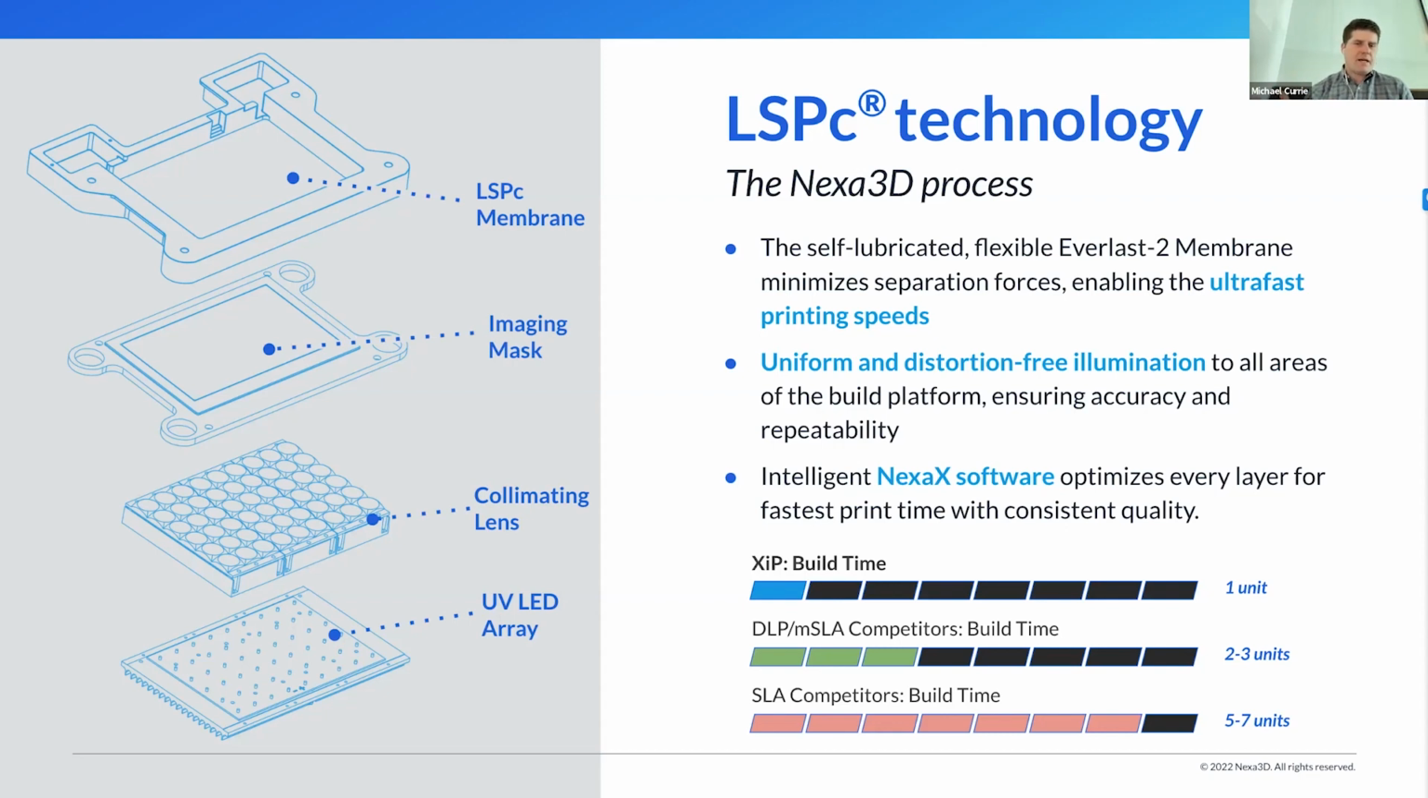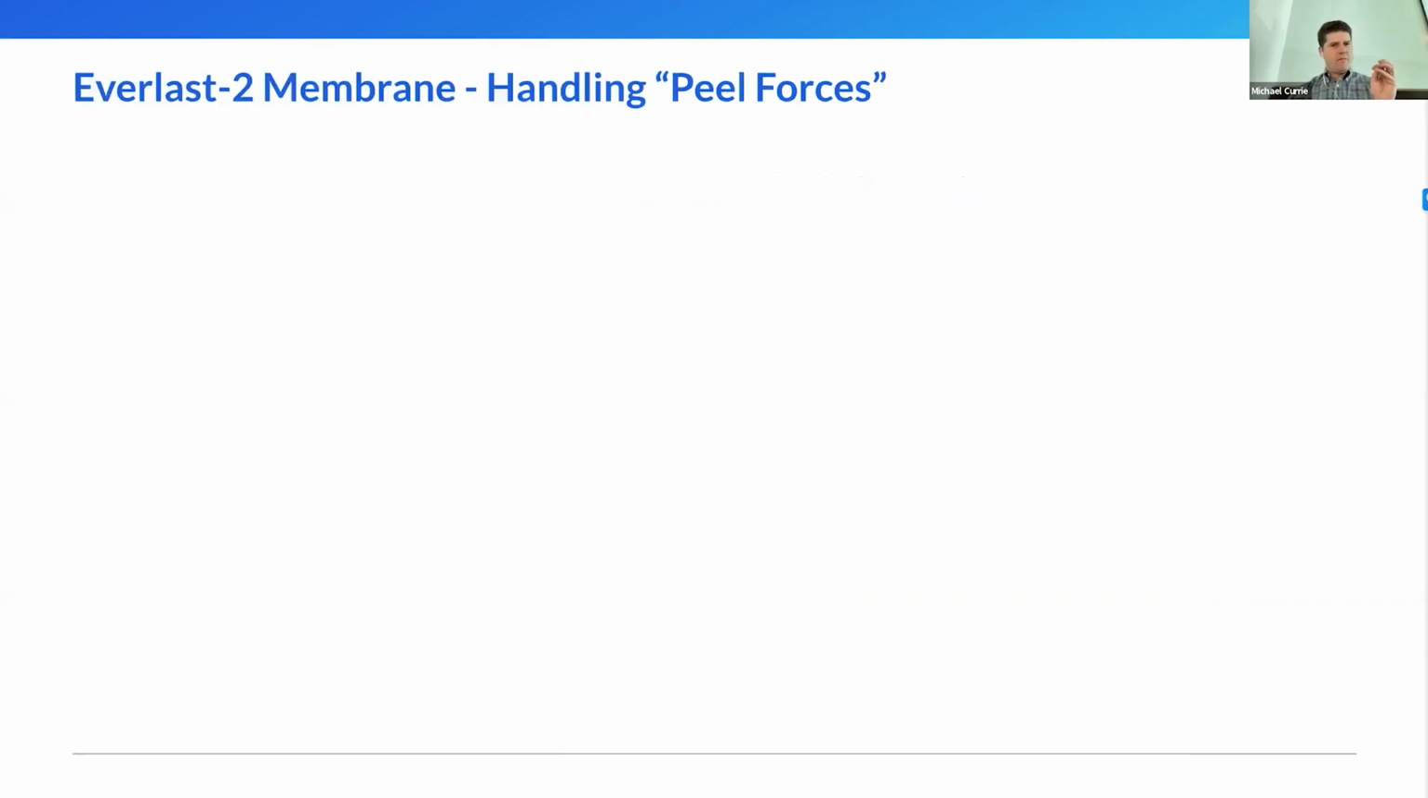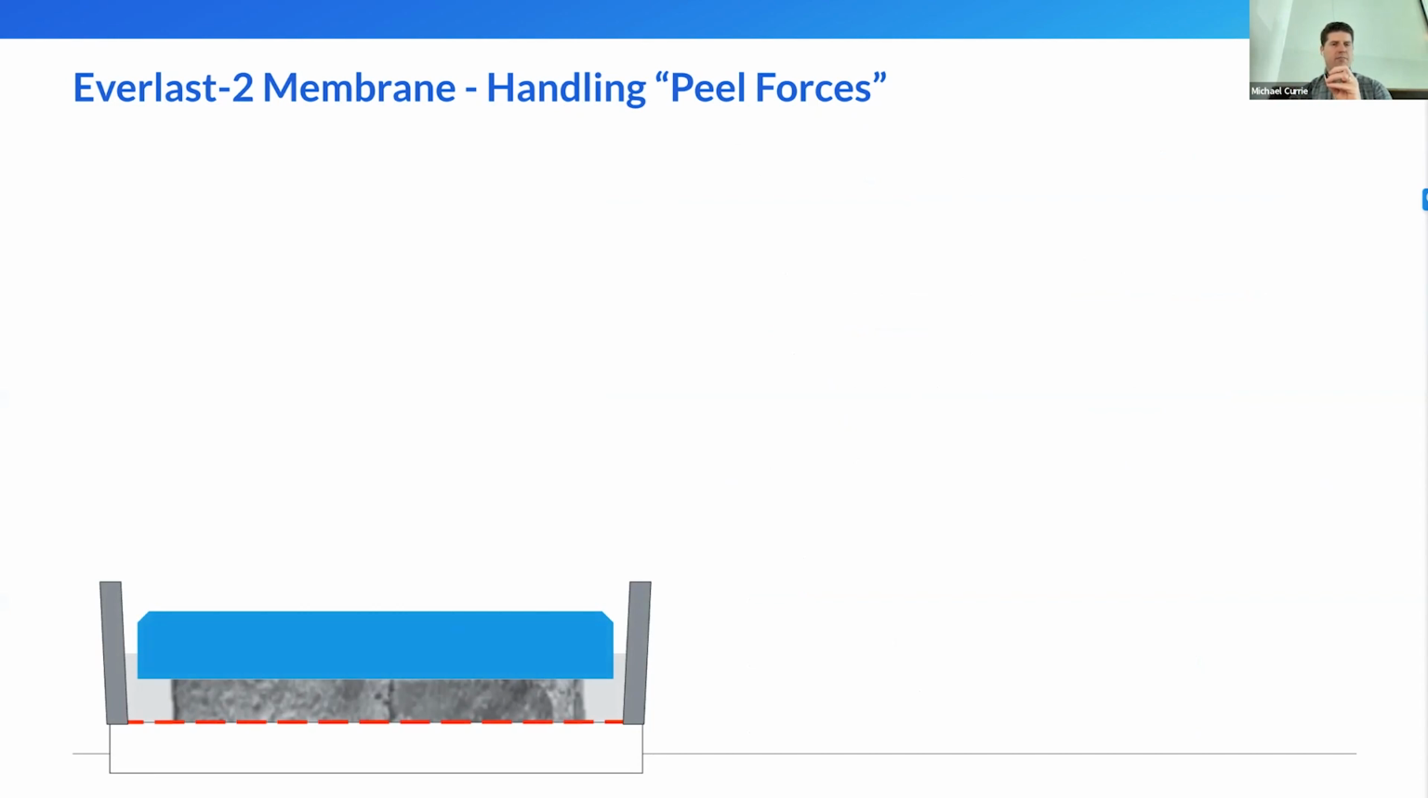In terms of just timing, every build timing is a little bit different. But on average, we're seeing if you're taking 1 unit of time to print something on the XiP, you might take 2 or 3 units of time to print something like that on a DLP system, and 5 to 7 units of time to print the similar thing on a generation 1 SLA machine. So we're really getting a lot of speed here, and I'll try to prove that to you later in the talk.